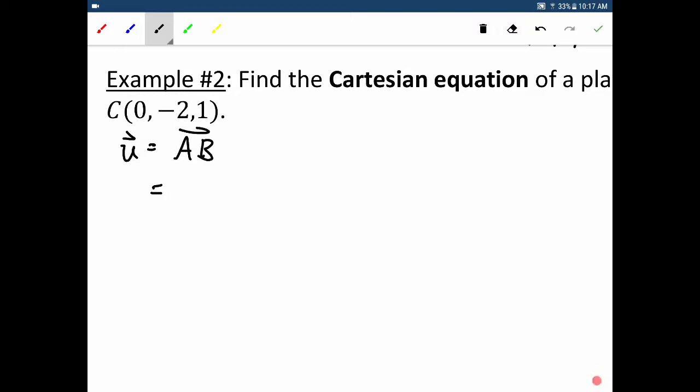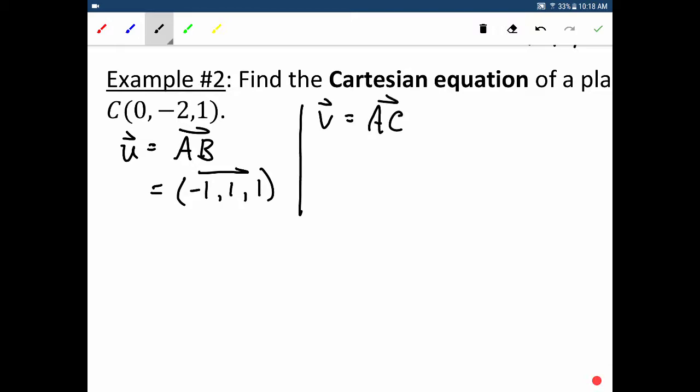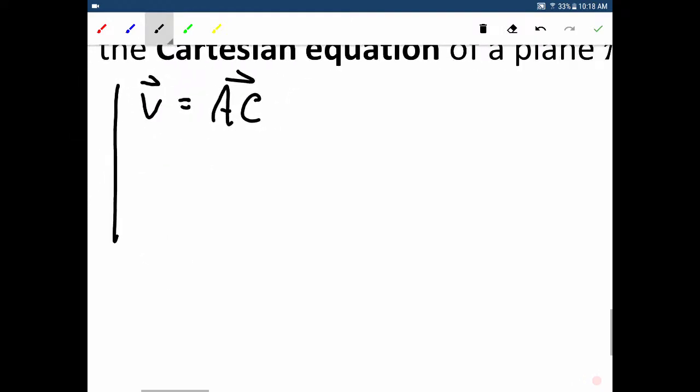Which just means, remember, we're just subtracting the values. So the direction vector then would be (-1, 1, 1). Okay, so that's my first direction vector. Okay, my second direction vector is going to be AC. We'll do AC. Okay, I'm going to bring it over here so I don't mess it up. Okay, and all that's going to be is (-1, -1, 1). Okay, and so those are my two direction vectors.